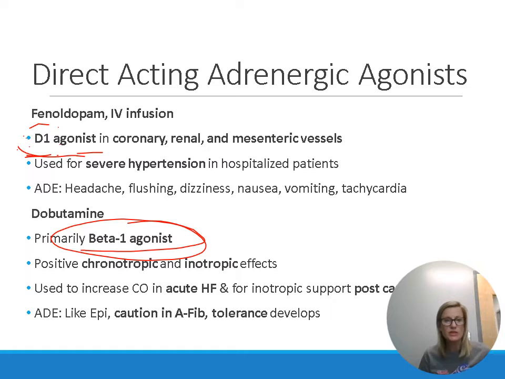We use it to increase cardiac output in acute heart failure, and for inotropic support post like cardiac surgery, for example. Because again, it's able to increase cardiac output without increasing the oxygen demands of the heart as much as the other agents do.